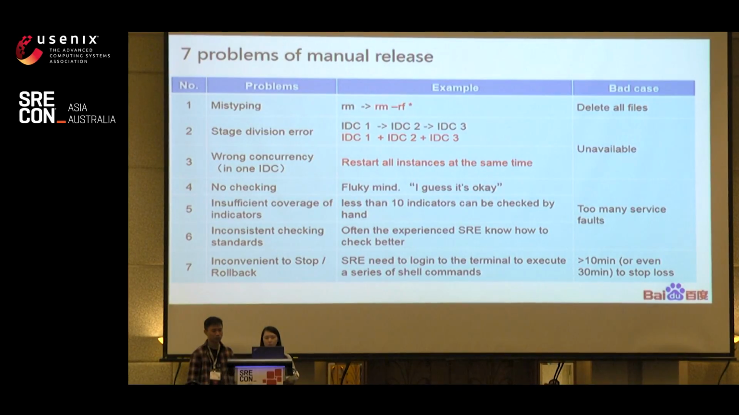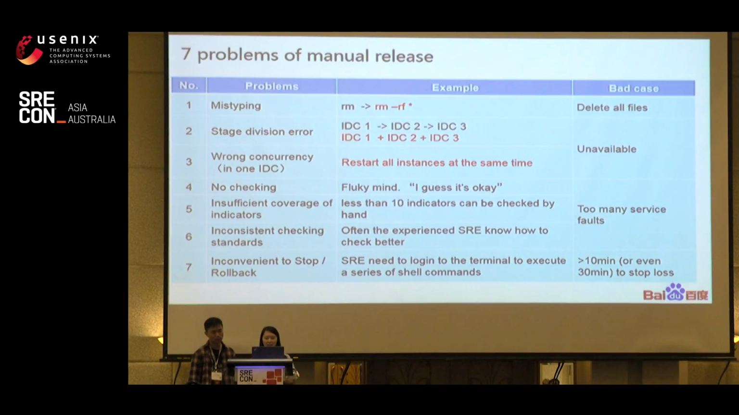We summed up 7 major problems of manual release. First, mistyping. For example, you originally intended to remove one file, but typed the wrong command to remove all the files. Second, stage delaying error. For example, you release all the IDCs at the same time. Third, you choose the wrong concurrency. For example, you may restart all instances at the same time. Once the program is abnormal, your service may be unavailable.